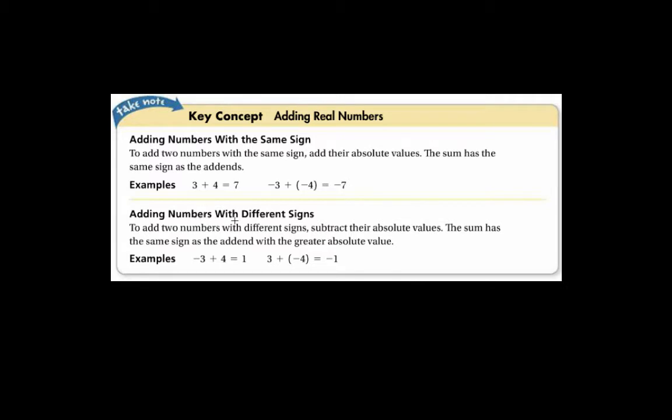Okay, adding numbers with different signs. To add two numbers with different signs, we subtract their absolute values. The sum has the same sign as the addend with the greater absolute value. For instance, 3 plus negative 4 equals negative 1.